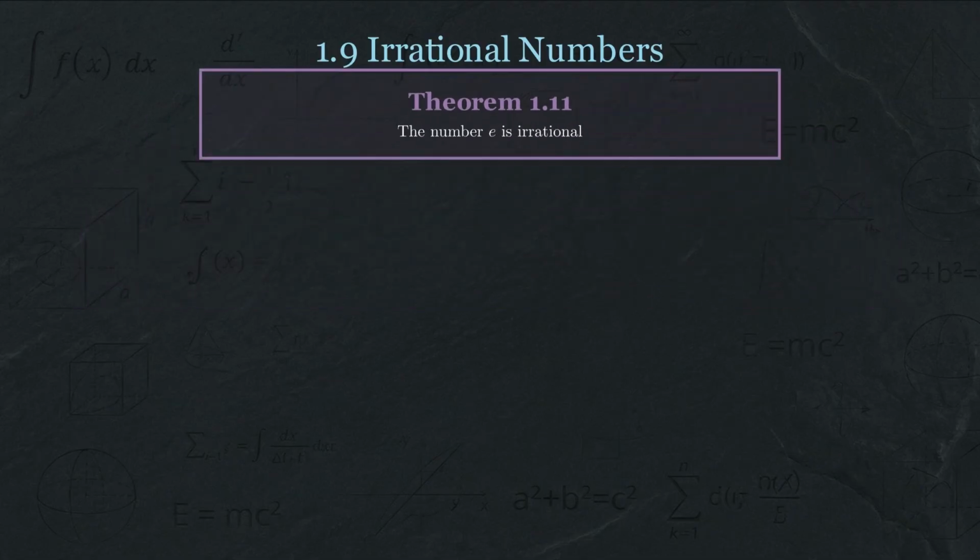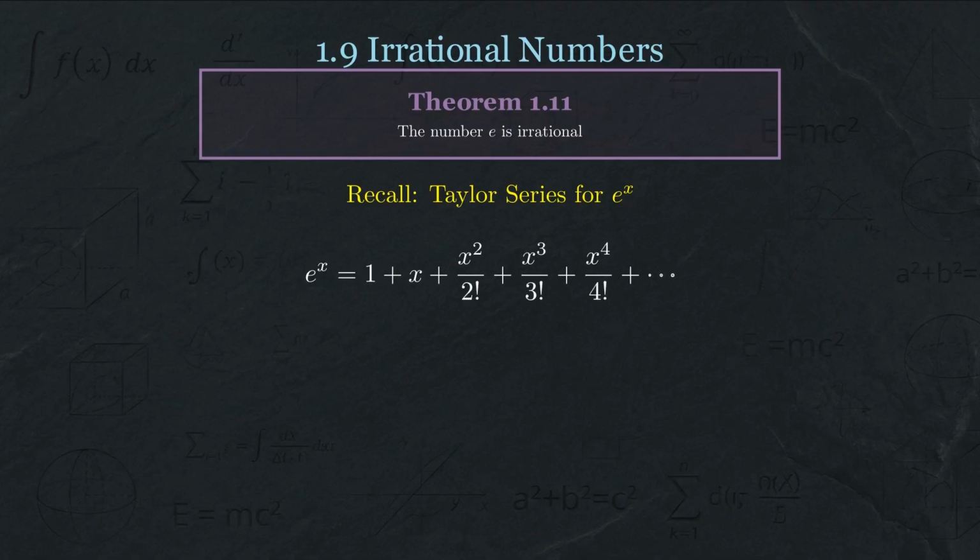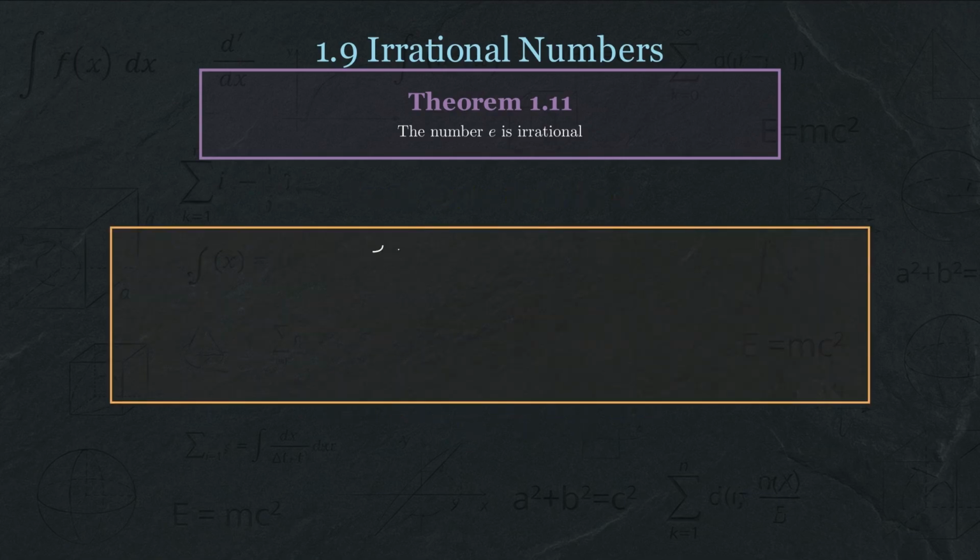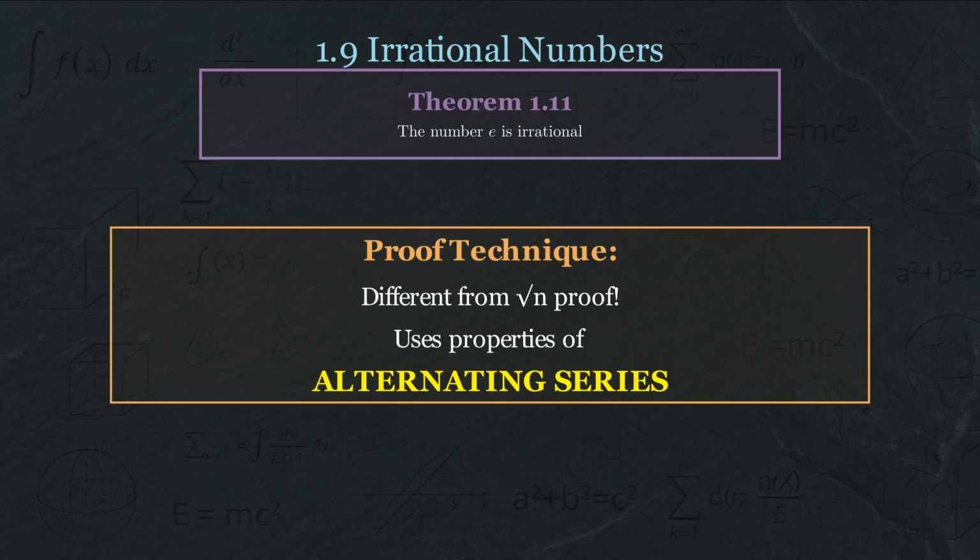Remember, e is defined through its Taylor series. e to the x equals 1 plus x plus x squared over 2 factorial plus x cubed over 3 factorial, and so on. When x equals 1, we get e itself. The proof that e is irrational uses a completely different technique. Instead of contradiction about common factors, we use properties of alternating series.